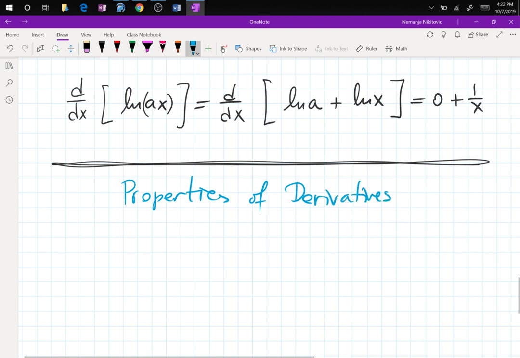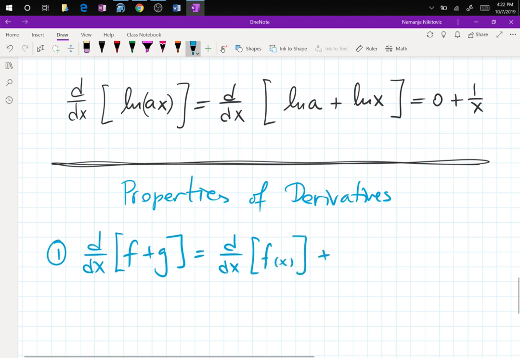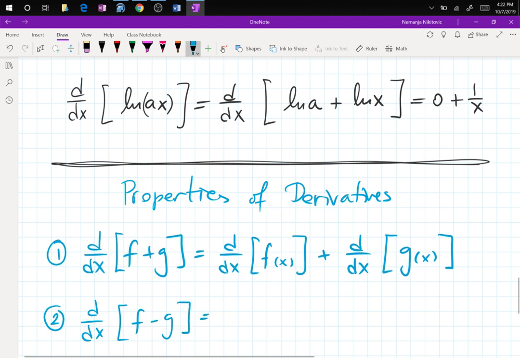Properties of derivatives. Number 1, the derivative of f plus g is the derivative of f plus the derivative of g. And the second one is the same with minus. This means that you can do derivatives term-wise. So the derivative of f minus g is the derivative of f minus the derivative of g.